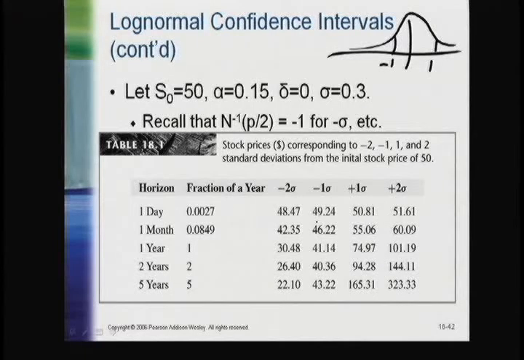in one day. So in this example, we start with a stock price of 50. We're assuming a 15% real-world annual return, no dividends, and a 30% standard deviation, a 30% volatility. And with those parameters, we can get, for different t-values, and you would measure everything in years. Everything's expressed in a year. A day is 1 over 365, or 0.0027. A month is 1 over 12, or 0.0849, and so forth.